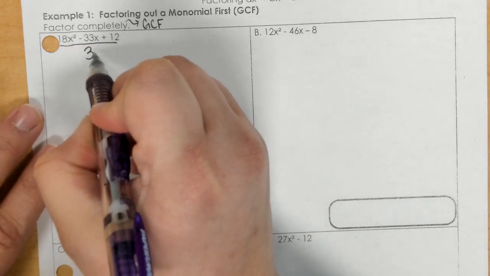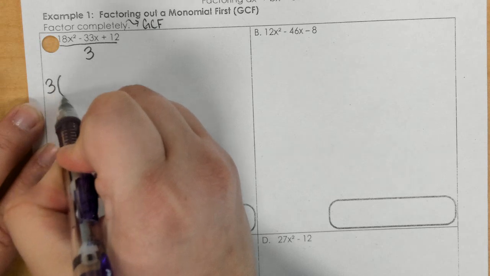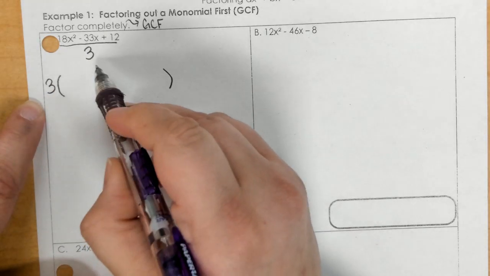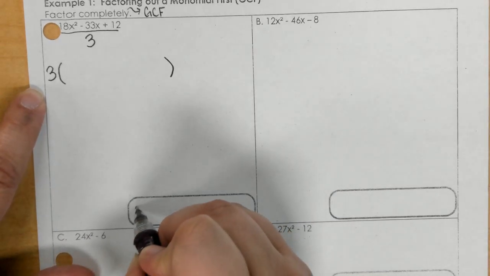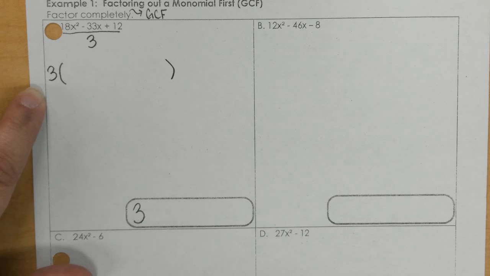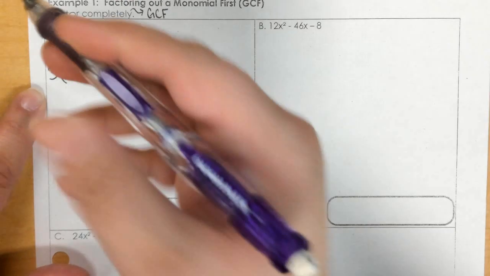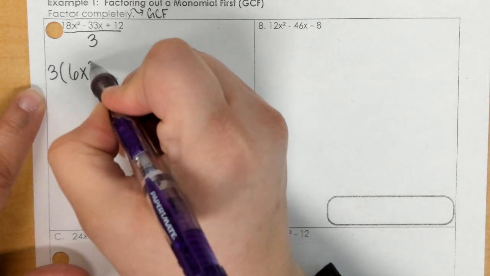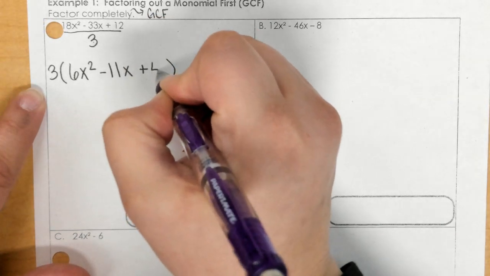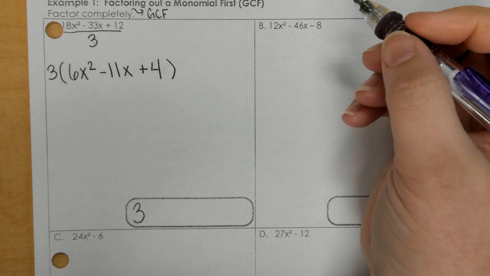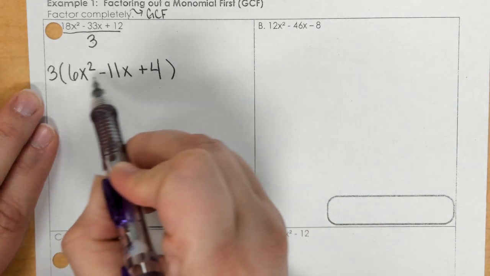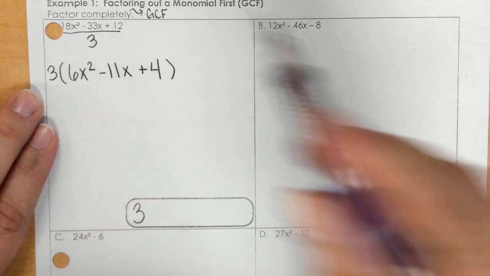So this 3 right here, we're going to do two things. We're going to put it outside of our parentheses and then divide by the 3. And we're also going to make sure that 3 is in our final answer box. Okay? It has to be in both places. So now let's go ahead and divide that 3 out. So we would have 6x squared, negative 11x, and 4.